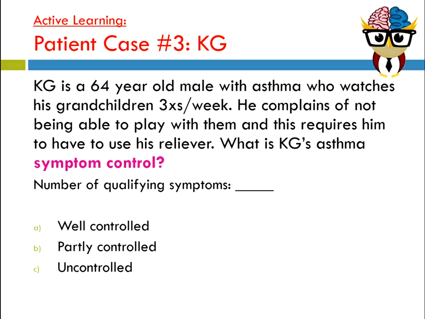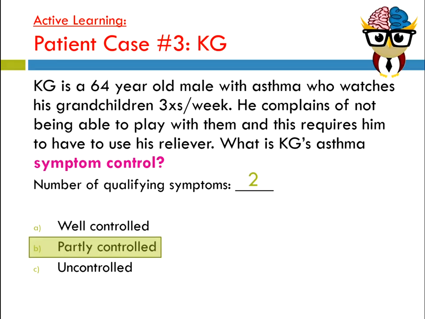Okay? Last one. KG is a 64-year-old male with asthma who watches his grandchildren 3 times per week. He complains of not being able to play with them, and this requires him to use his reliever. What is his symptom control? So how many symptoms are you having? So what are the 2 symptoms? Activity limitations, use of inhaler. This is not exercise, right? I mean, we try to sometimes chase the kids or walk the dog, but that's not really exercise. So 2, so what level of control?